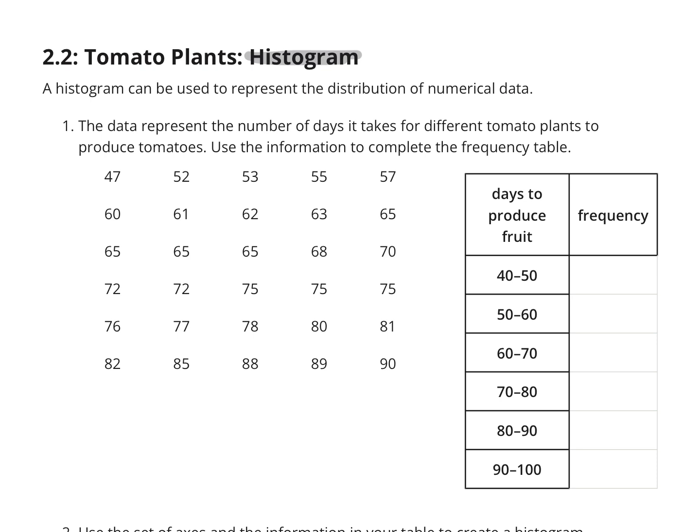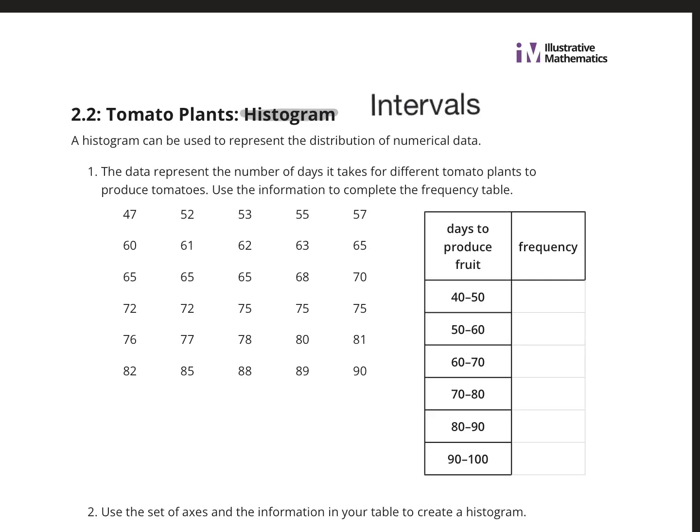Histograms represent data that are in intervals. And each of these is an example of an interval because it represents numbers that could fall between 2 different pieces of data. I think once you see an example, it'll make perfect sense.